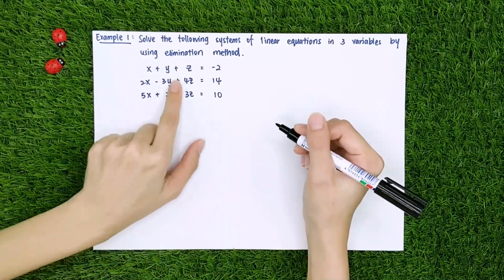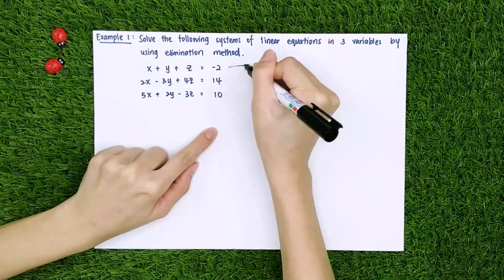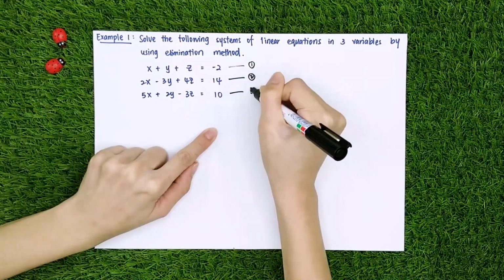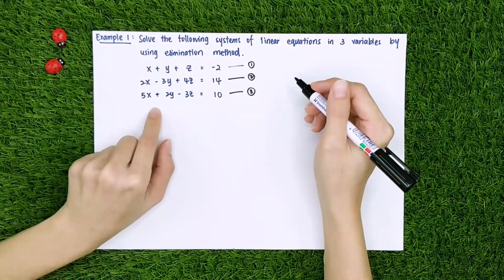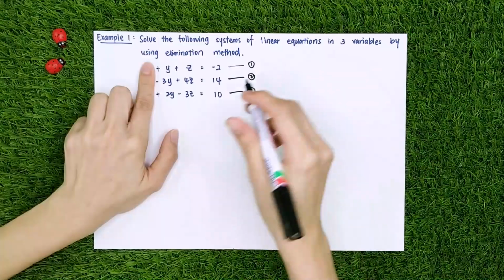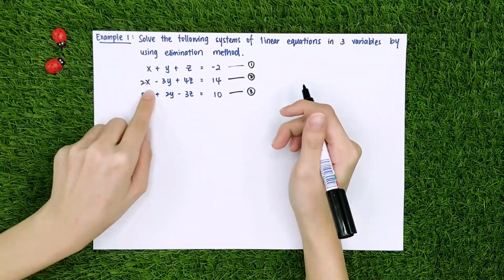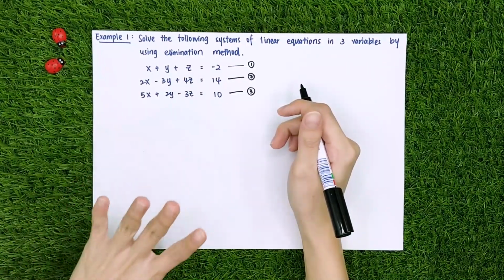Okay, here are the 3 linear equations. I will label the first linear equation as number 1, the second one as number 2, and the third one as number 3. For the elimination method, you have to choose to eliminate one of the variables and leave the other 2 variables. You can choose to eliminate variable x or variable y or variable z. You will get the same answer.